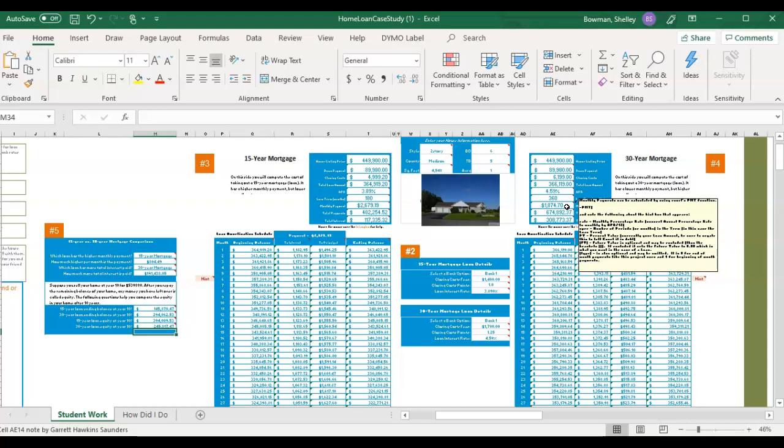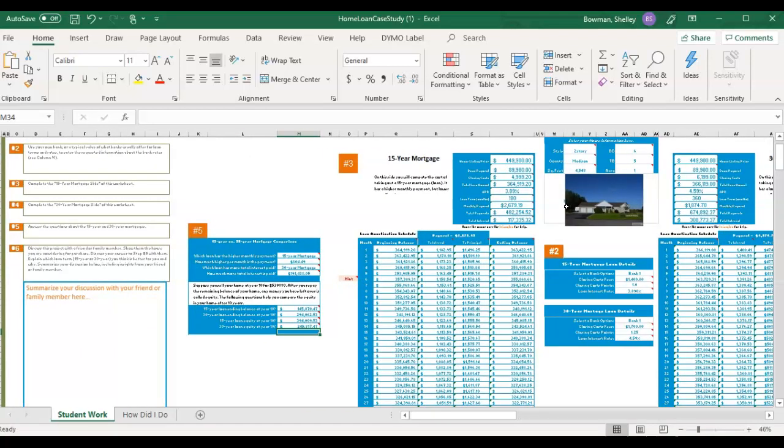Anyway, that is how to finish your home loan case study. Don't forget to go through on number 6, and I kind of gave you a little heads up on that in the little discussion if you wanted to discuss some of that with your friend.